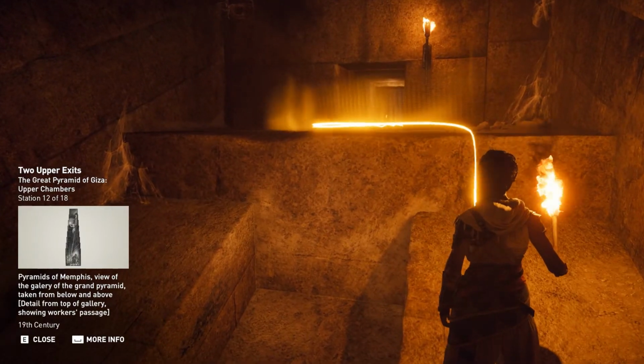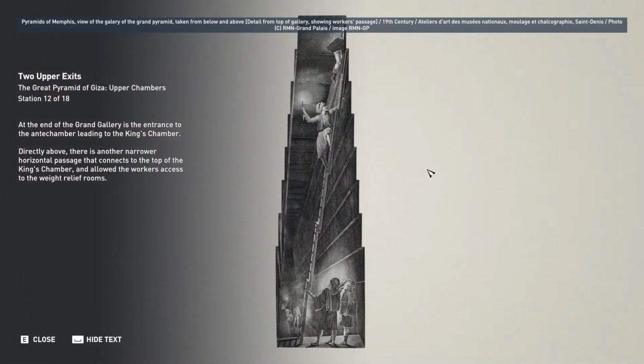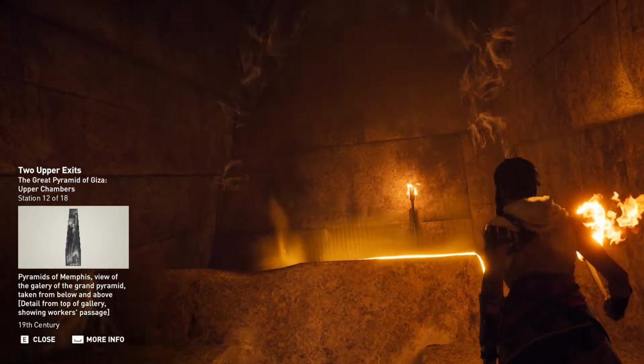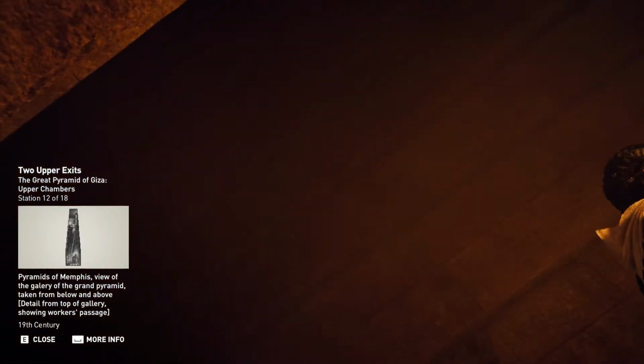At the end of the Grand Gallery is the entrance to the antechamber leading to the King's Chamber. Directly above, there is another narrower horizontal passage that connects to the top of the King's Chamber and allows the workers access to the weight relief rooms.